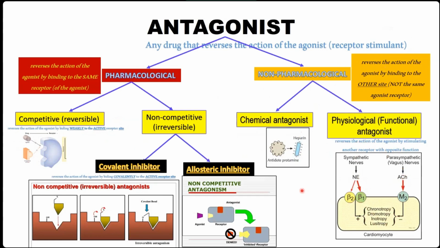These are the types and the classification of antagonists. I hope we have learned about the definition and the types. Thank you so much. This is the end of tip number 10.